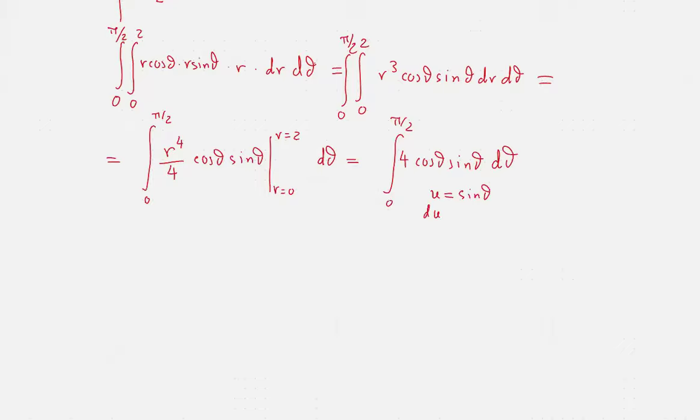And remember that the limits of the integral have to be changed by inserting them into the substitution. So sine of 0 is 0, sine of pi over 2 is 1, and then we will have 4 u du. Cosine theta d theta is du. Okay, that's a very simple integral. The antiderivative will be 2u squared from 0 to 1, and this is equal to 2.